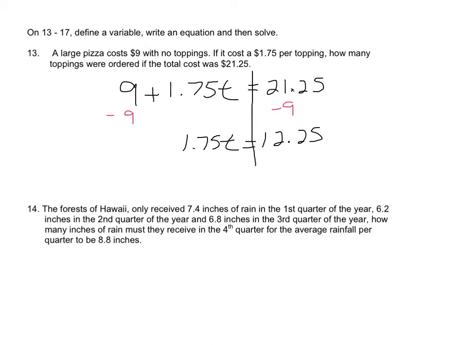Okay. Now, what I've done is I've taken out the cost of the pizza from the total, and I'm left with just the cost of the toppings, right? So if it's $1.75 per topping, how many toppings could I buy to equal $12.25? So to find that out, we divide by 1.75. And we find out that the number of toppings ordered on that pizza was 7.